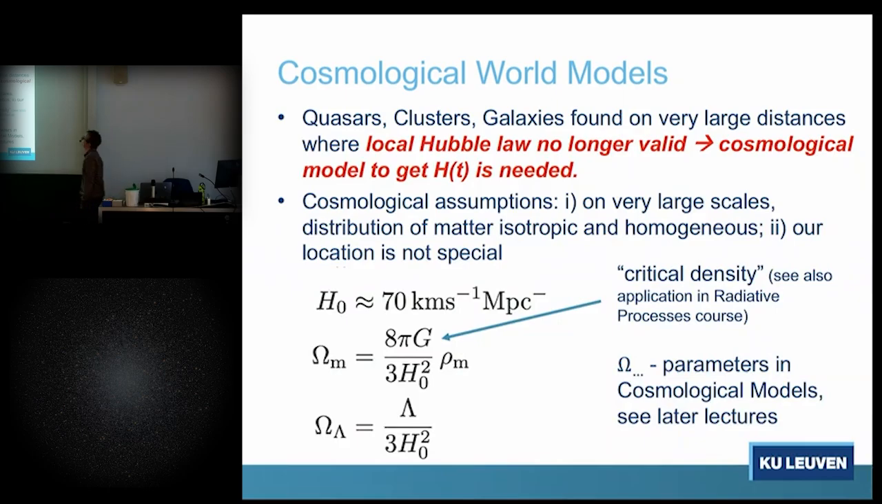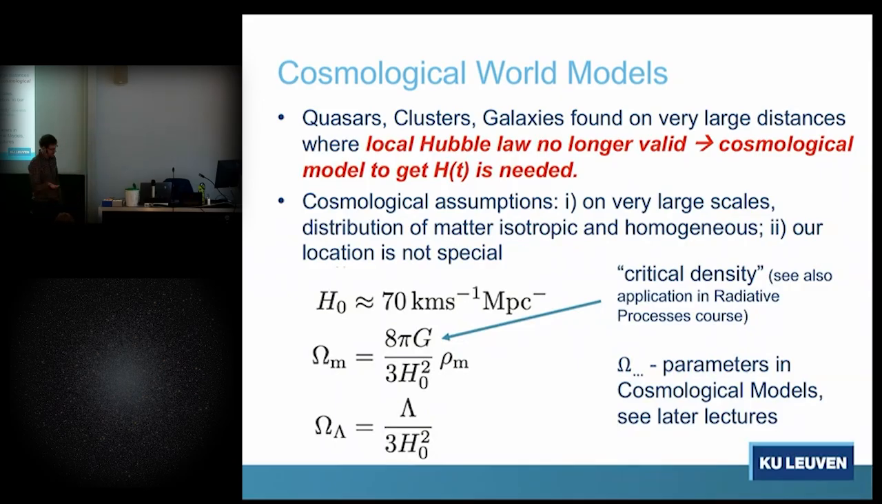Moreover, if we go to very large distances, the local Hubble law is no longer valid, and you need a cosmological model to get the H of t instead. Then in these cosmological models, typically the assumption is that on very large scales, the distribution of matter is isotropic and homogeneous, and our location is not special.